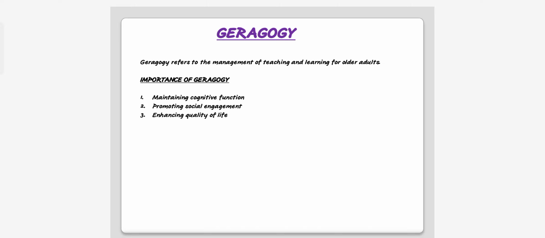Next is to promote social engagement. In geragogy, it promotes more engagement in the social activities of the other elders. The adults get socially active in various social causes. And the last is enhancing quality of life. Learning new skills, acquiring knowledge, and staying mentally active through geragogy contribute to a higher quality of life for older individuals.